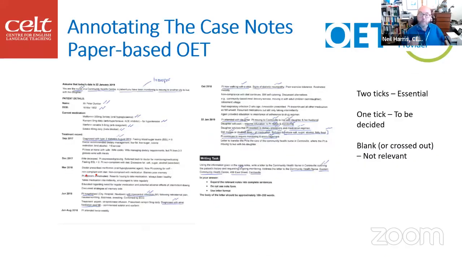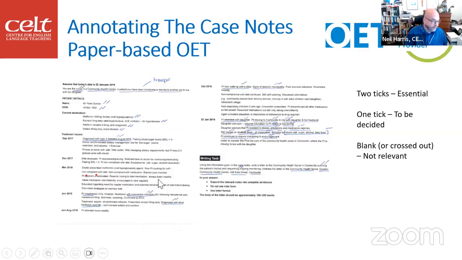Okay, so once the first 5 minutes are over, you can then start annotating the case notes. And I'm going to show you on screen now how to annotate both for paper, but also for the computer-based and OET at home versions of the test. So what we're considering here is the information that you want to put into your letter. Some of it will be relevant, some of it won't. Now, if you look on screen here, you'll see, particularly towards the end of the case notes, lots and lots of double ticks. So this is for the paper-based version of the test. Notice, therefore, that the majority of the information that you will need to put into your letter often comes from the or towards the end of the case notes.